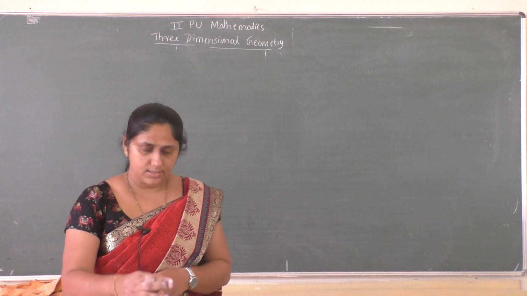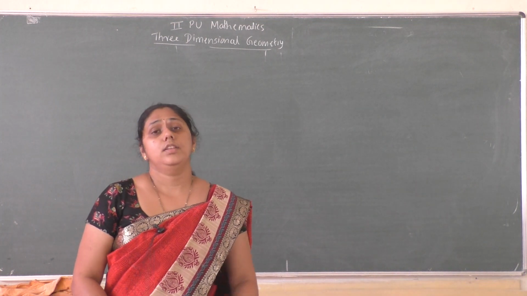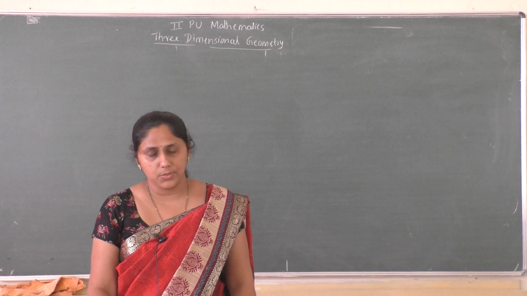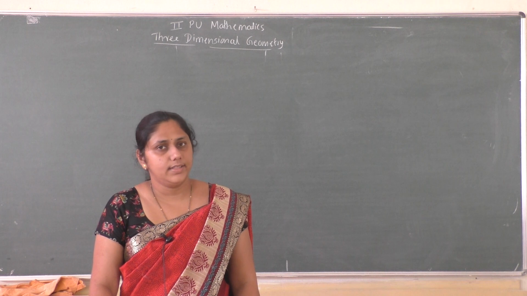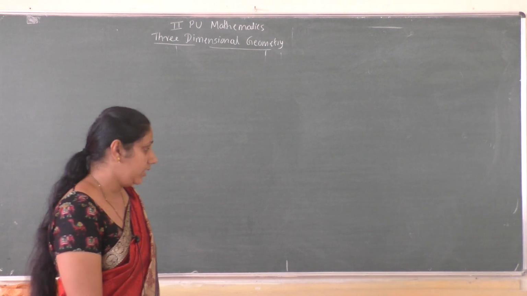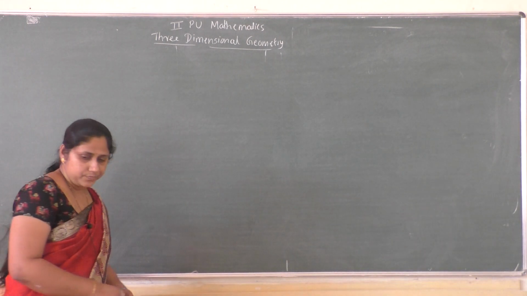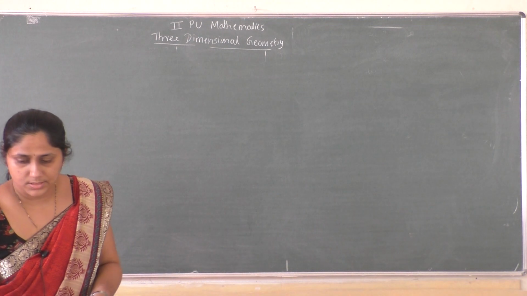Welcome to online classes. In the last class, we derived the shortest distance between two skew lines, right? So what are skew lines? The lines which are neither parallel nor intersecting each other. We already derived the formula. Now let us do some problems.